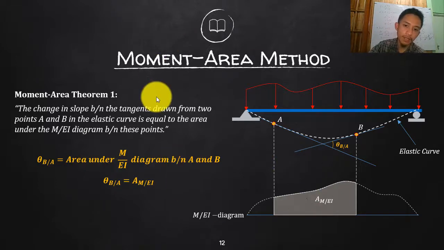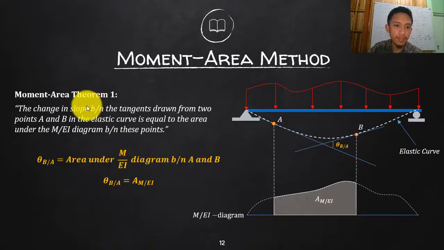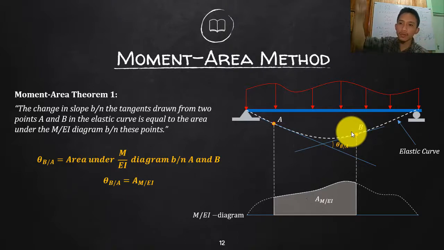So again, let's go back to the theorem. How do you know the slope? If you say slope, that is the angle between the tangents. Let's consider here point A in your beam, and then another point, let's say B. Any points, let's say we will consider two points. The angle, if I draw the tangent, this is the elastic curve. If you say elastic curve, that is the shape of the beam when you apply the load. It will deflect that way.